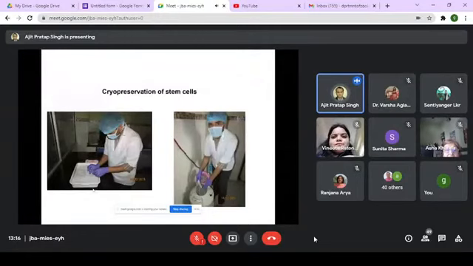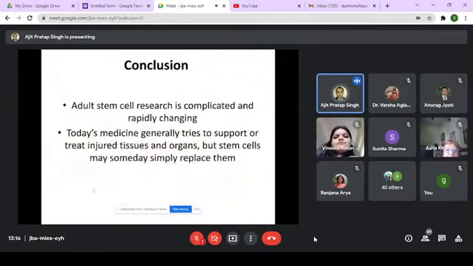At last, I can conclude that the adult stem cell field is complicated and rapidly changing. When Yamanaka got the Nobel Prize, he said don't use the stem cell radically, because it may differentiate into something different. That's why I use the stem cell very cautiously. Today's medicine generally tries to support or treat injured tissue and organs, but stem cell may someday simply replace them. And work is going on in 3D printing.